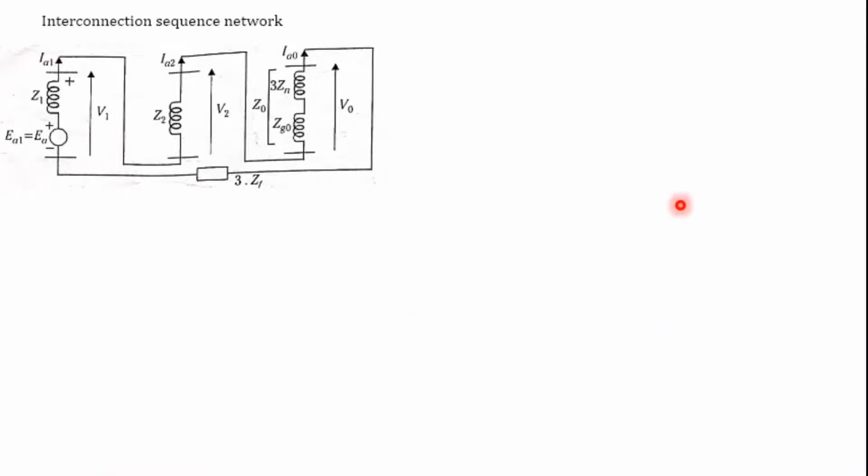This is the interconnection of the sequence networks. So this is VA1, VA2 and VA0. Everything is connected in series because the voltages are going to add up. VA1 consists of EA1 and Z1. Hence the current which is flowing is IA1, the same current which is entering into VA2.